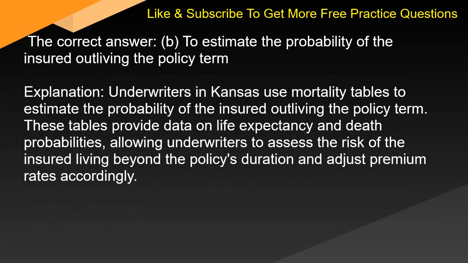The correct answer, B. To estimate the probability of the insured outliving the policy term. Explanation. Underwriters in Kansas use mortality tables to estimate the probability of the insured outliving the policy term. These tables provide data on life expectancy and death probabilities, allowing underwriters to assess the risk of the insured living beyond the policy's duration and adjust premium rates accordingly.